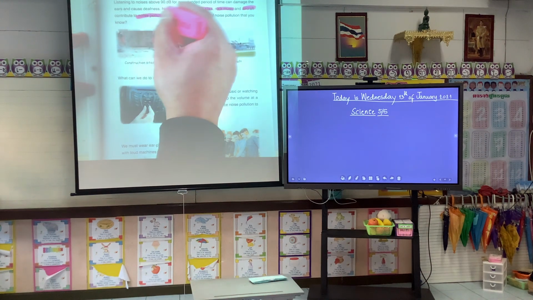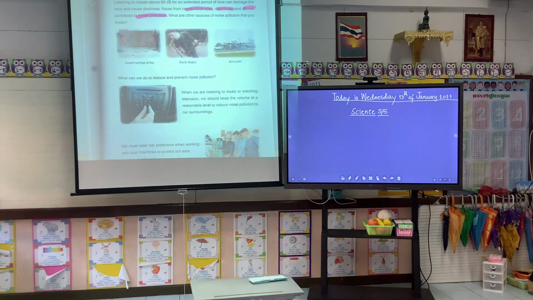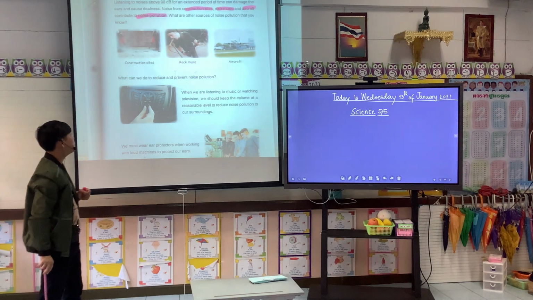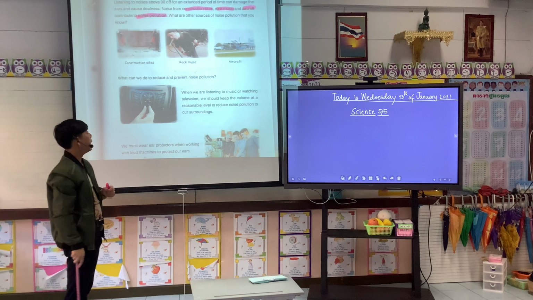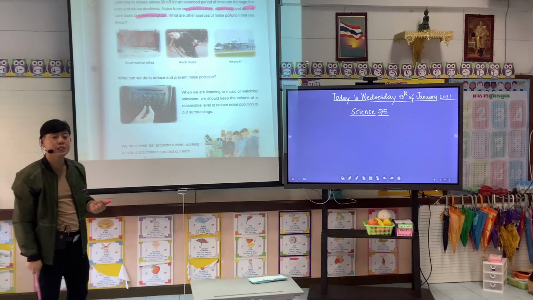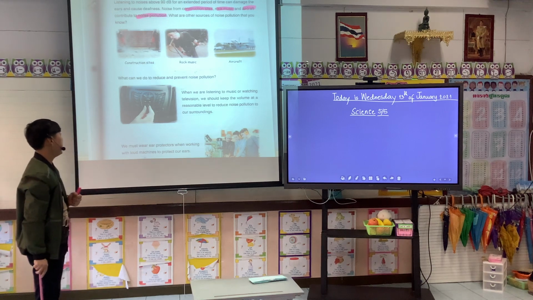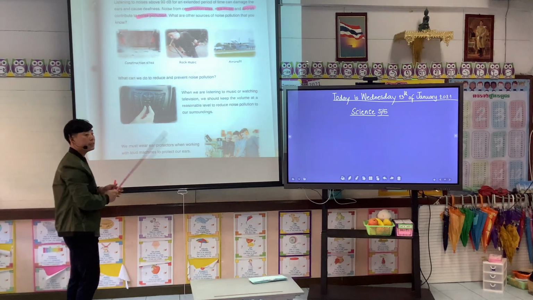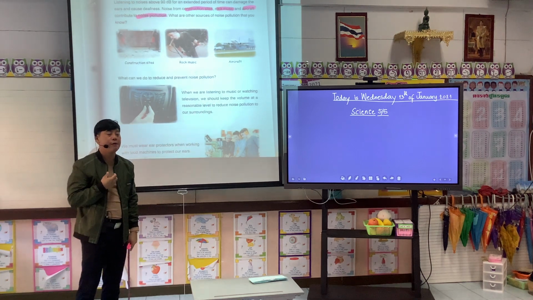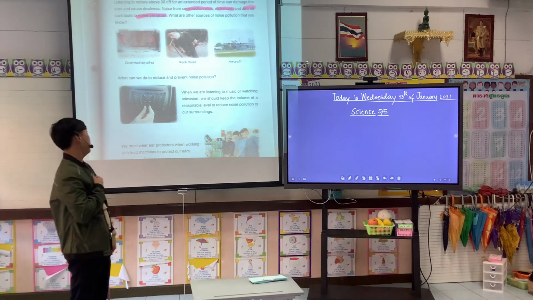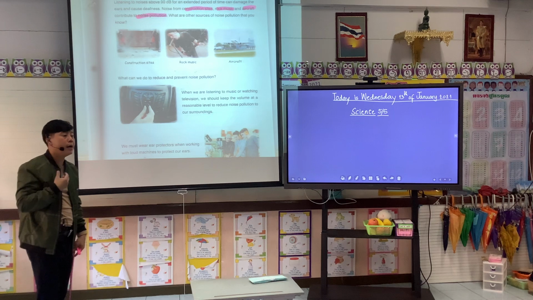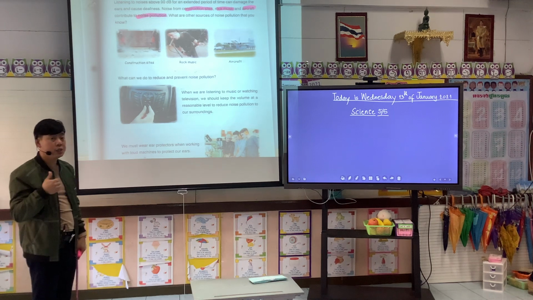These contribute to noise pollution. What are the other sources of noise pollution that you know? These are the construction site, rock music, and aircraft. I have already given some of the noise pollution sources.